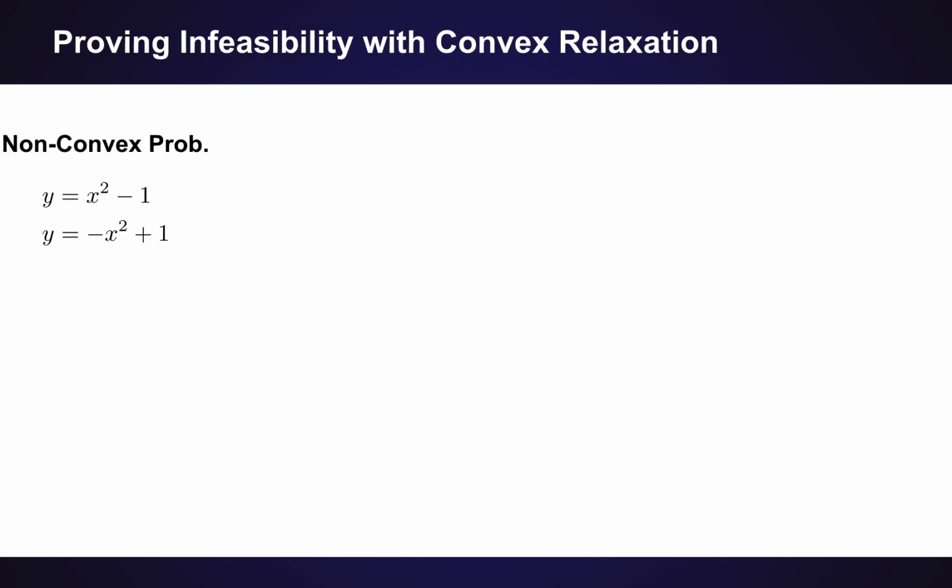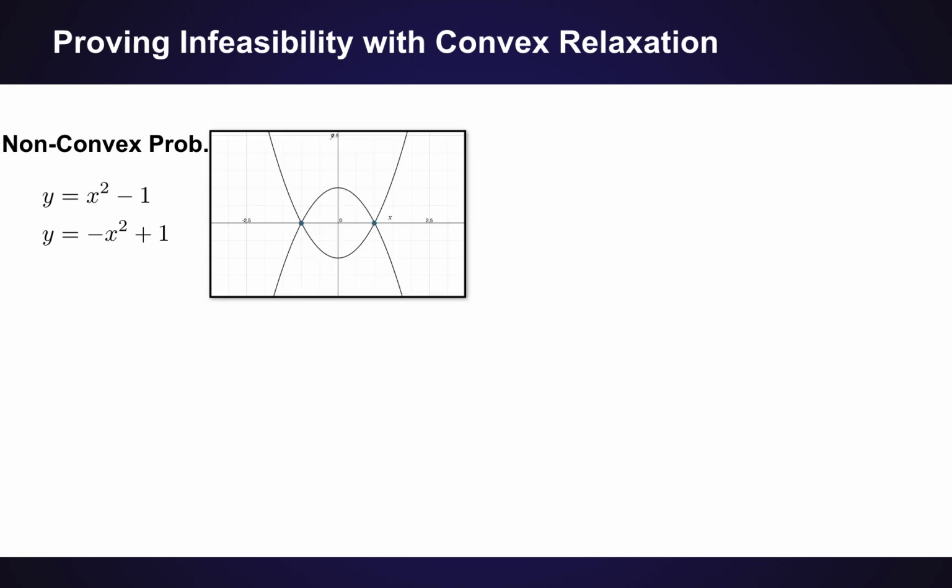So the next section I just want to mention is the value of using convex relaxations for proving infeasibility. I'll just illustrate this with a numerical example. Imagine you had a non-convex problem like this one. What is the feasible set of this particular problem? Here you can see it intersects, and there are just these two feasible points, right here. So this only has two feasible solutions.